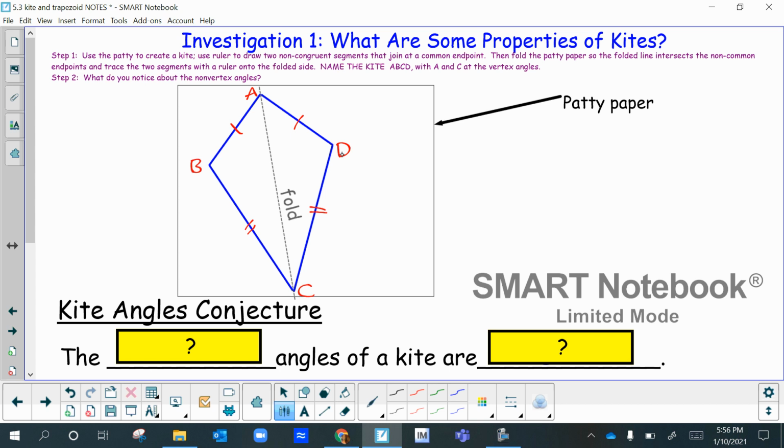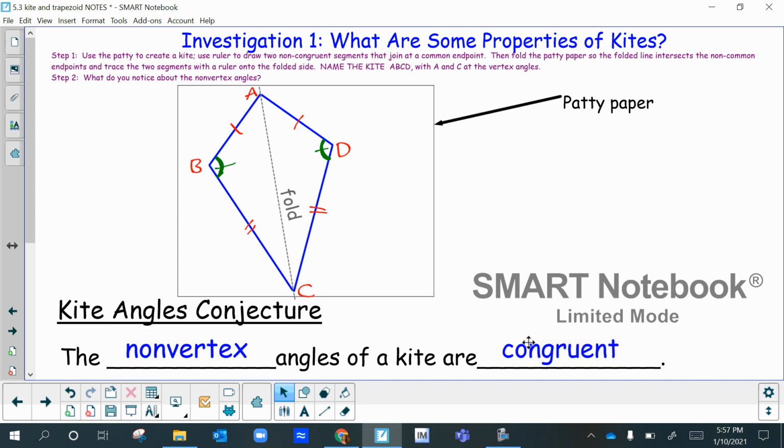It asks, what do you notice about the non-vertex angles? This angle right here, let me get a different color, let's say green. What do you notice about that angle and that angle? Well, if you traced it, don't you know that they would be congruent? And that is true. So this non-vertex angle and that non-vertex angle are going to be congruent. Plus, the kite looks like it's drawn to scale. That's a property you're going to have to know from here on out: the non-vertex angles of a kite are congruent.